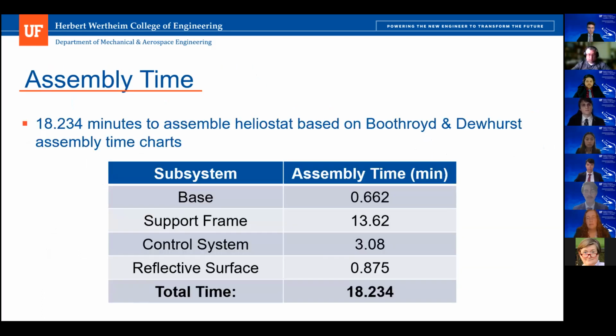So assembly time for our heliostat was calculated based on the Boothroyd and Dewhurst assembly time charts. And it was found that it would take 18.234 minutes to assemble the entire heliostat. And most of this time came from the support frame, which would take 13.62 seconds. And a lot of this came from applying PVC primer and glue to the different PVC parts.